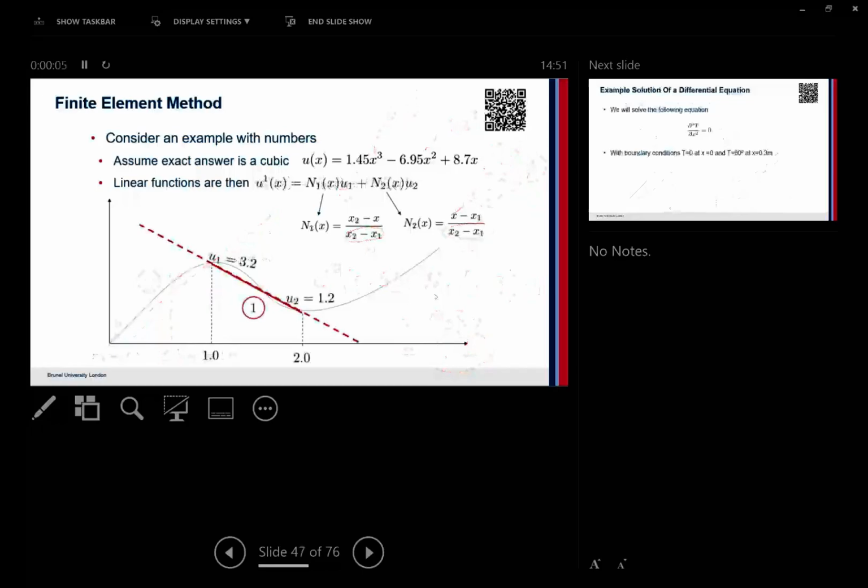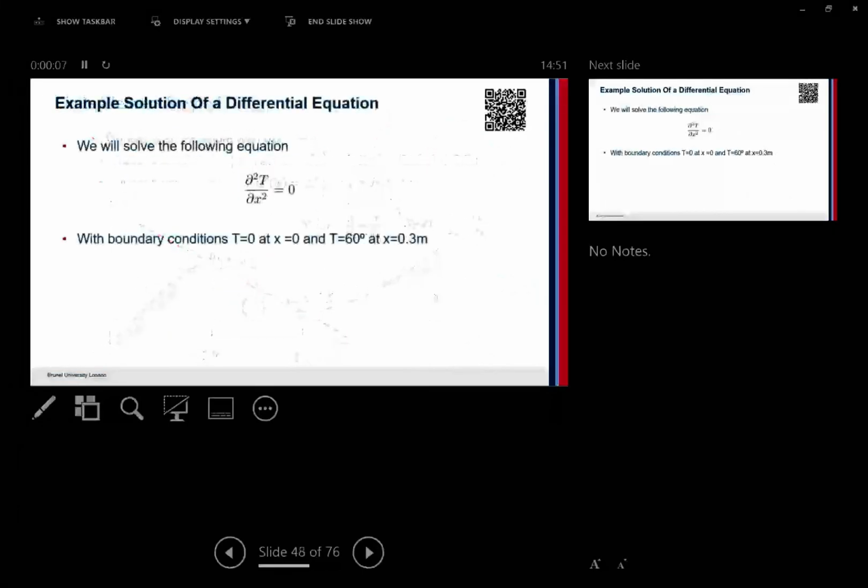Okay, and then this was the second line example, but I won't go through that. So the idea now is we're going to solve this differential equation. And this is just a second order differential equation equal to 0, with boundary conditions of t equals 0 at x equals 0, and t equals 60 at x equals 0.3. So that's the example we're going to do.